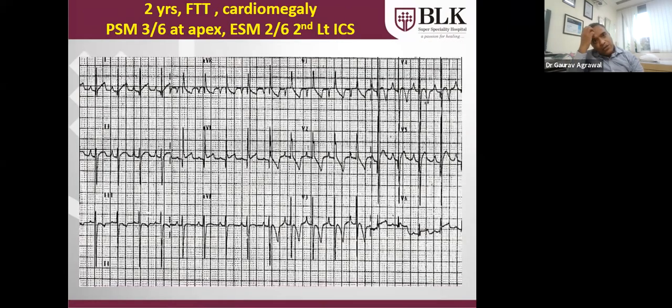Another case, 2-year-old with failure to thrive, cardiomegaly is there, pansystolic murmur at apex, but ejection systolic murmur at left upper sternal border. What is the axis in this patient? You have to see lead 1 and aVF.